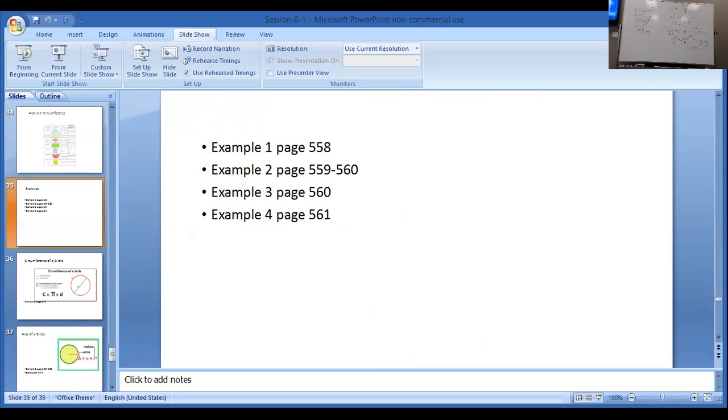Example number 4, page 561. We want to find the area of a triangle in figure 10.42. The base is 16, the height is 10, base times height divided by 2, gives 80 square meters.